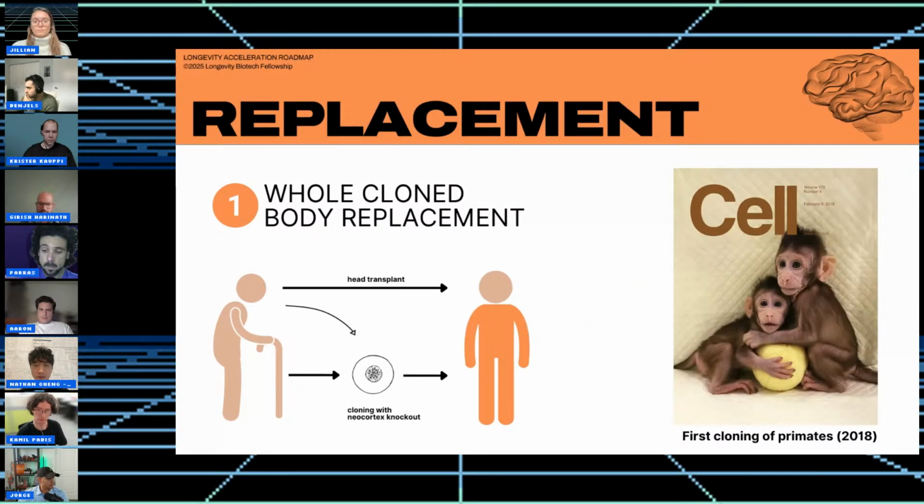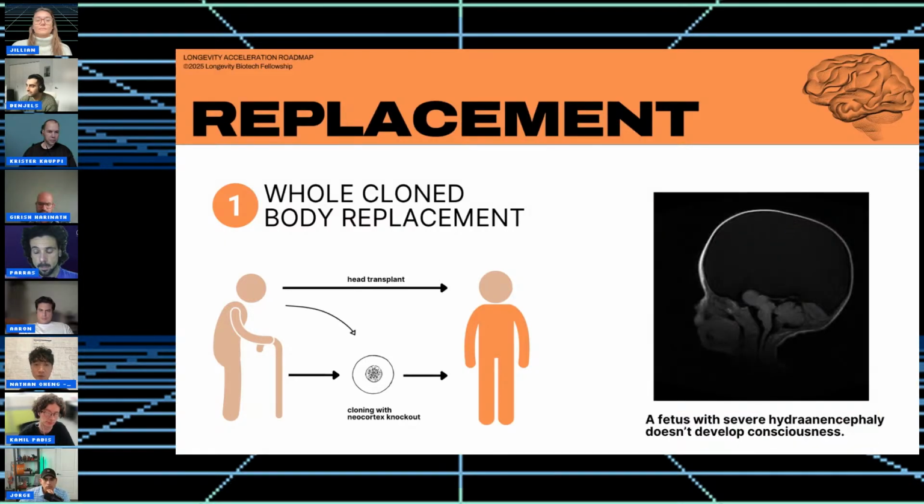Okay, so let's talk about the body first. So this really only became feasible within the past few years, like in 2018. Chinese scientists demonstrated the first cloning of primates, and it's plausible that you could extend that cloning technique to humans as well. So it's possible to create a cloned body, but we don't want to also create a brain at the same time, because there would be all sorts of ethical issues there.